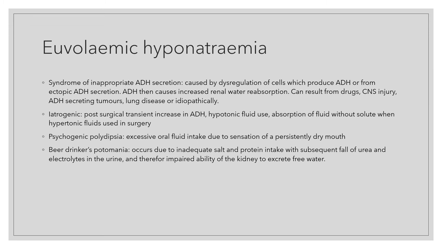Now we'll move on to euvolemic hyponatremia. So, syndrome of inappropriate ADH secretion. Now, this results from dysregulation of cells which produce ADH or from ectopic ADH secretion. ADH then causes increased renal water reabsorption. Now, this can result from drugs, CNS injury, ADH secreting tumors, lung disease, or idiopathically.